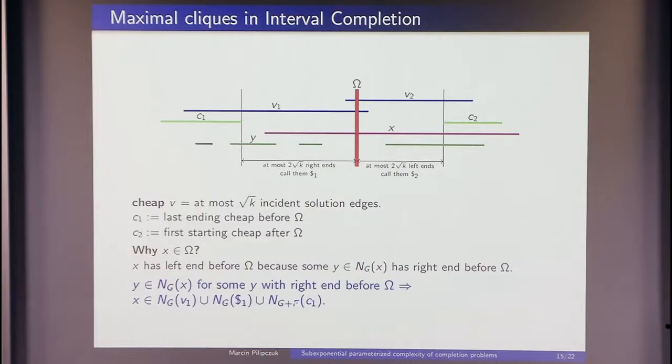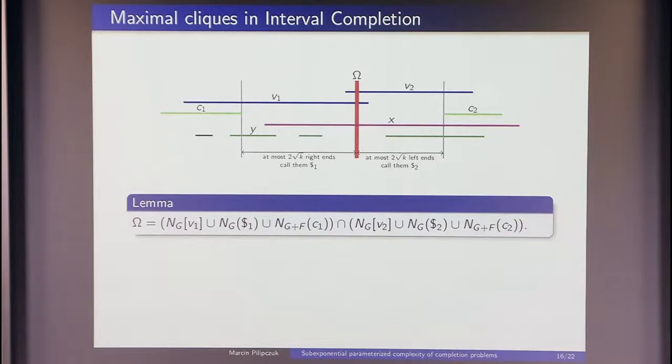So for the vertex X, I cannot shorten the interval because he knows somebody here on the left, and that can be indicated by either knowing somebody in this area here, but there are only the expensive vertices in V1 here, or knowing C1, but that means I needed to add an edge to C1, or there was already one. Using this type of argumentation, you can prove that otherwise you can shorten it and save something, for example, an edge from X to V1 in the solution. So you can actually show that this is the only reason why X is in the solution. This maximal clique is really the neighborhood of V1 plus the neighborhood of the expensive vertices here plus the neighborhood of C1 plus the solution neighborhood of C1, intersection. The same symmetrical reasoning on the second side is tight.